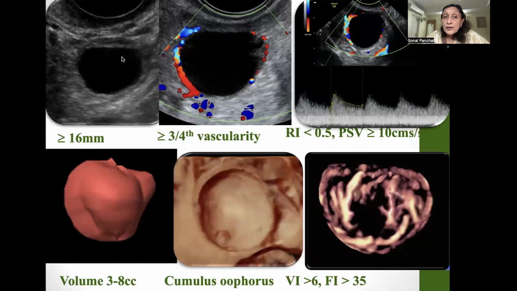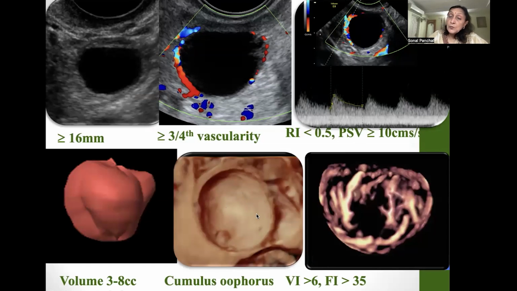That means a good follicle should be at least 16 millimeters when it's a gonadotrophin cycle. When it's an oral ovulation cycle, it should be at least 18 to 20 millimeters, should have a vascularity covering at least 2/3, preferably 3/4 of the follicular circumference, and these vessels should have an RI of less than 0.5 and a PSV of more than 10 centimeters per second. If you can see the cumulus, it's even better.